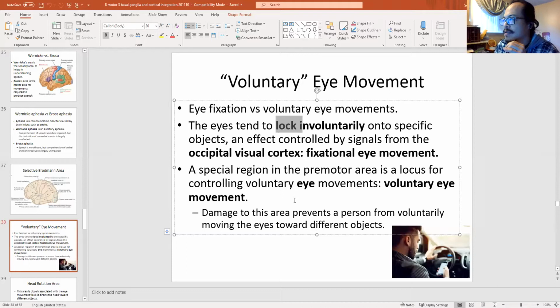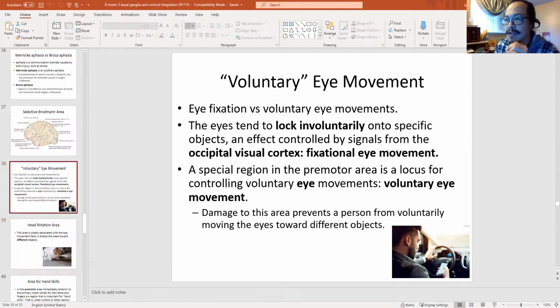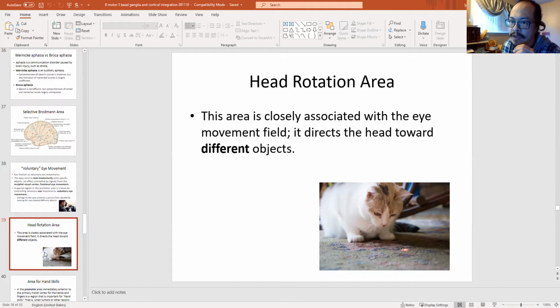And also the head rotation area. This one is basically working with the eye movement to conduct the smooth pursuit eye movement, and also to conduct the eye fixation. So I use this picture as an example. Probably everyone, even if you don't have cats, still knows that cats like to follow the, what's that? Laser pointer, right? So you put it there, and the cats will try to follow it. And it's not just the eye, but also the head, right? So these two work together to fix our visual field on the object that we are interested in.